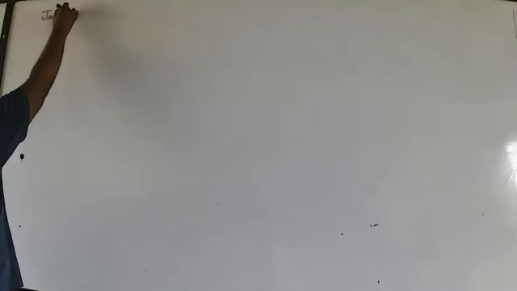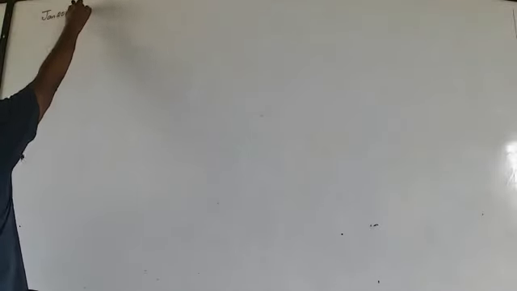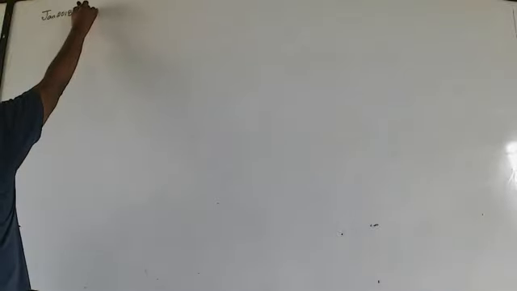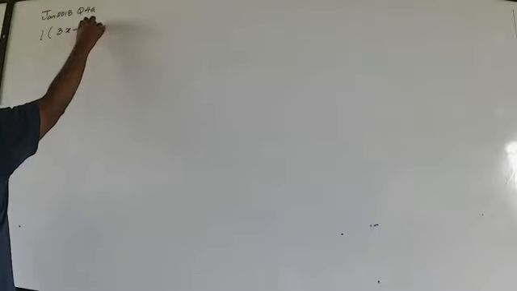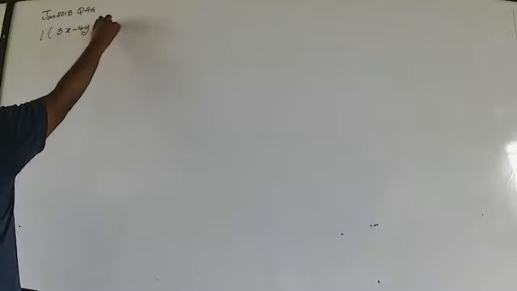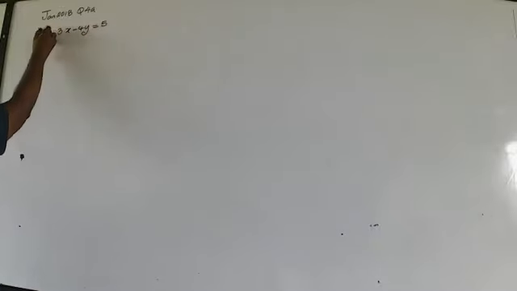Do the question. Alright, this is January 2018, question number 4a. The line L is 3x minus 4y is equal to 5. So this is the line L.